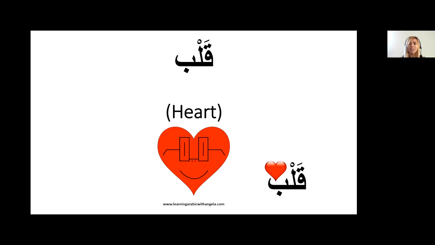قلب, a heart. قلب. Just be mindful, it's not كلب. If you say كلب, that's a dog with the kaf. But over here it's qaf, قلب, and that's a heart.